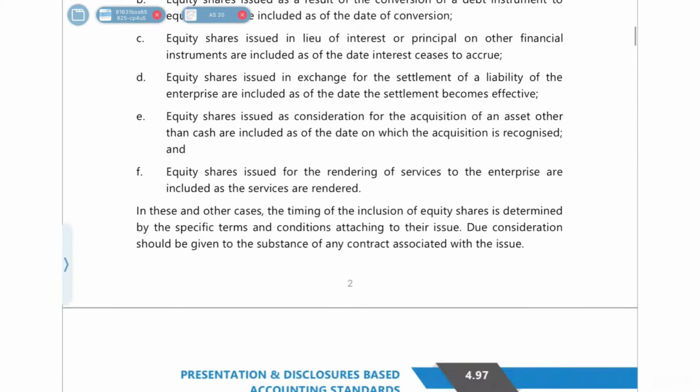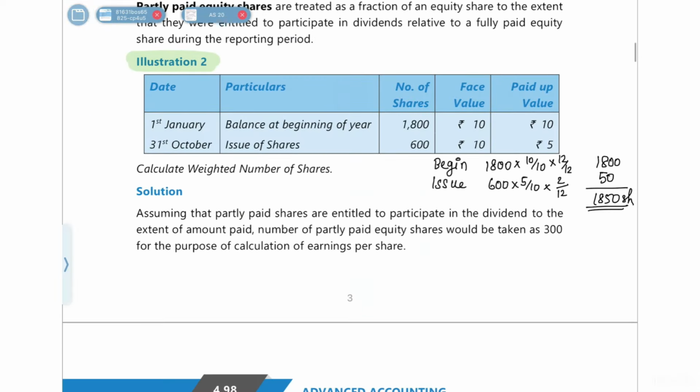Now moving on to illustration number 2. When you see illustration number 2, again they are saying that you have to calculate the weighted average number of shares only. Again the denominator weights you have to find out.